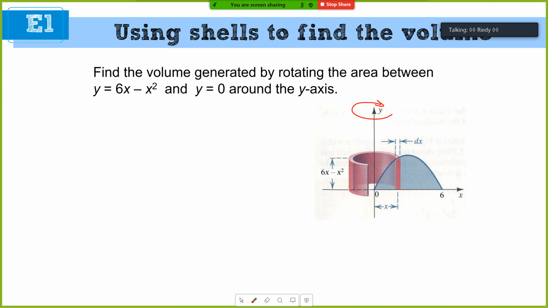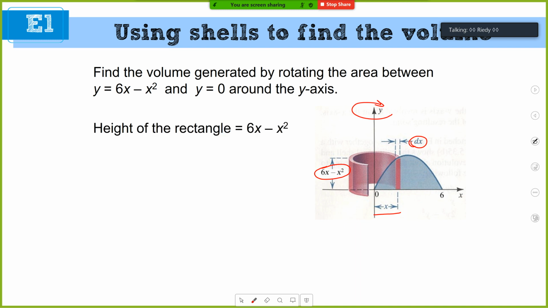Okay, so we need two things. We need the distance that the representative rectangle is away from the axis of revolution. This one's easy, it's x. And we need the area of that rectangle. Well, the rectangle is base times height. Here's the height. There's the base. Almost done. Where are we taking rectangles from and to? In other words, what are my limits of integration? Zero to 6.